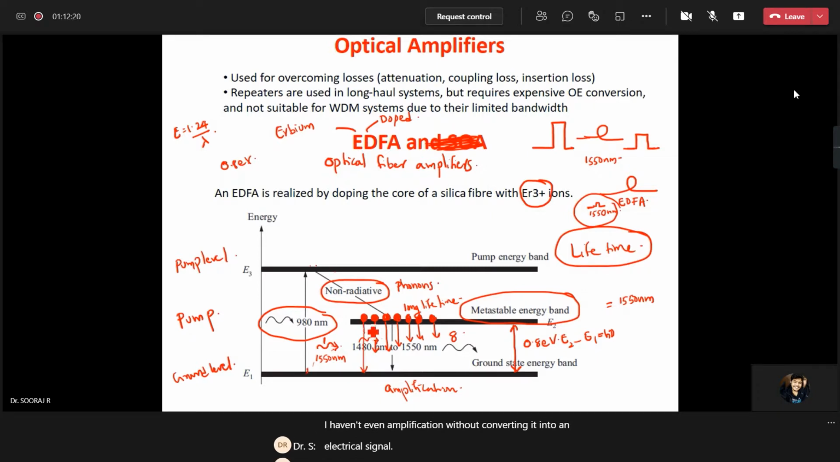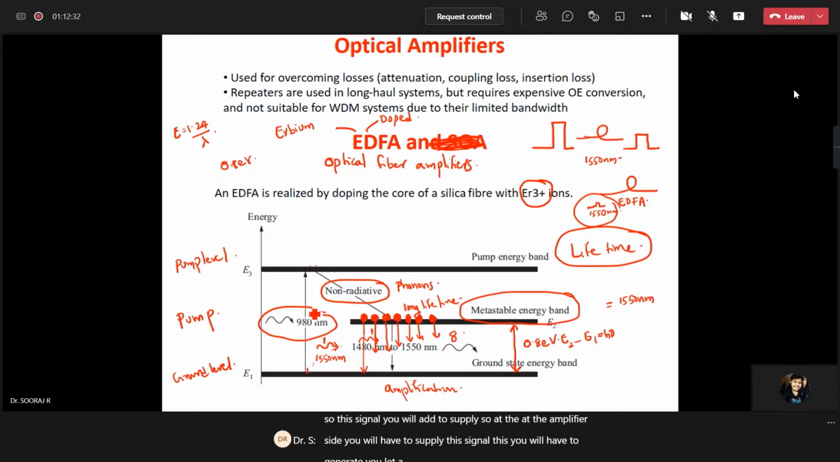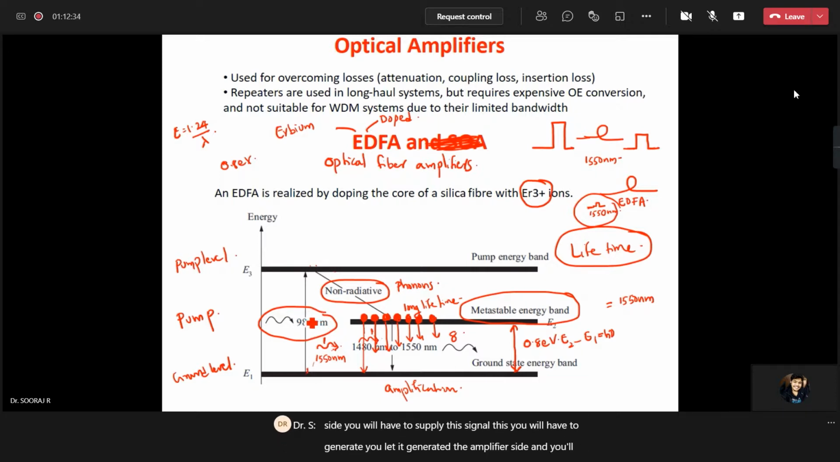These electrons are actually produced by this pump signal. So this signal you will have to supply. At the amplifier side, you will have to generate this signal. This is called a pump signal because this is the one which takes the electrons from this level to that level and then further takes it there.